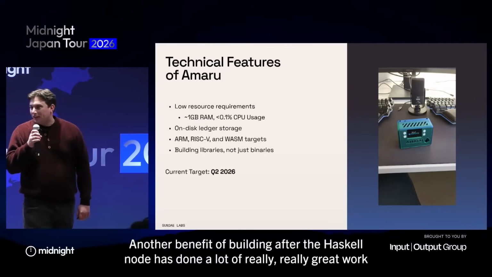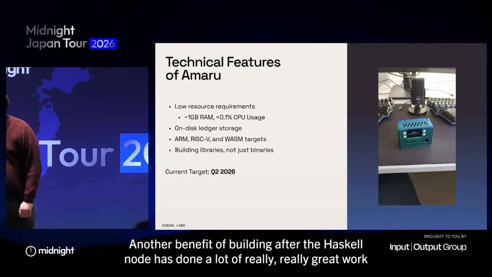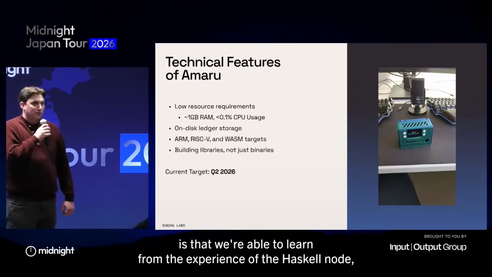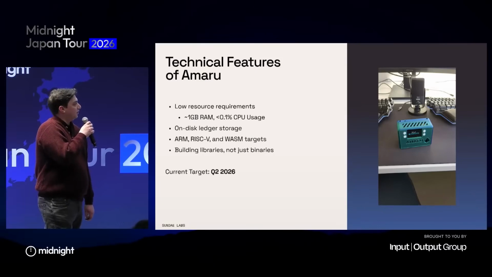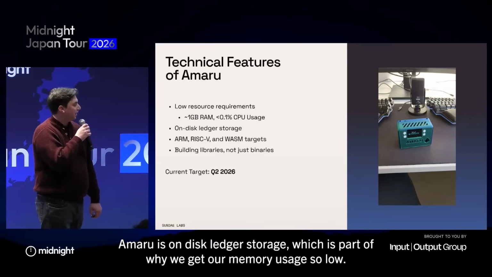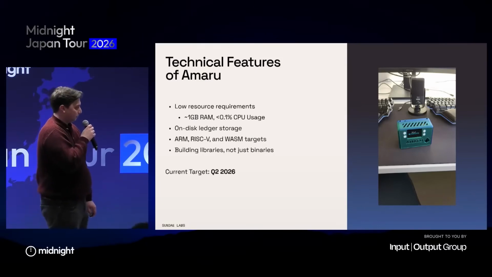Another benefit of building after the Haskell node has done a lot of really, really great work is that we're able to learn from the experience of the Haskell node. And one of the things we've done, which is coming soon to the Haskell node, but is already in Amaru, is on-disk ledger storage, which is part of why we get our memory usage so low.